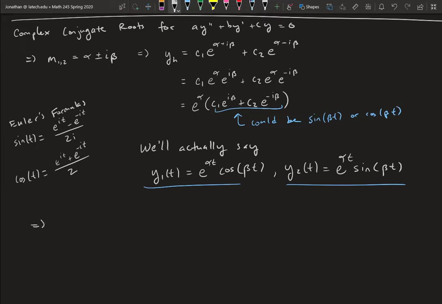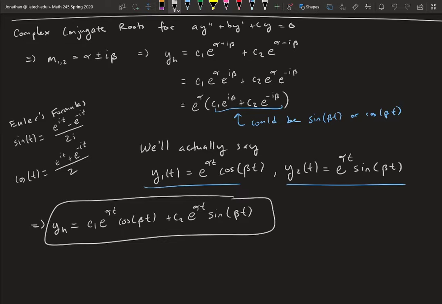So then yh will be equal to c1 e to the alpha t cosine beta t plus c2 e to the alpha t sine beta t, if you have complex roots, where m was equal to alpha plus or minus i beta.